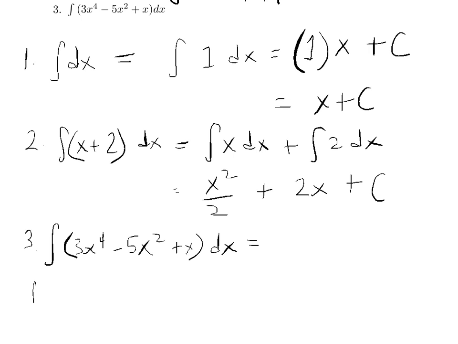So we know our general rule is the integral of x to the n dx is x to the n plus 1 over n plus 1. This is getting messy. I'm going to rewrite it. All right, the integral of x to the n dx is equal to x to the n plus 1 over n plus 1 plus c. That's our general rule.